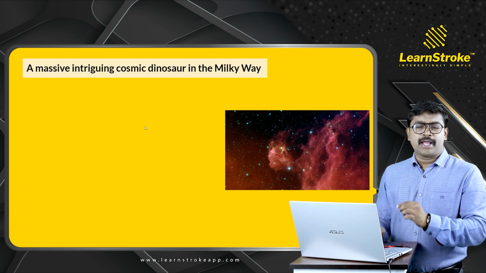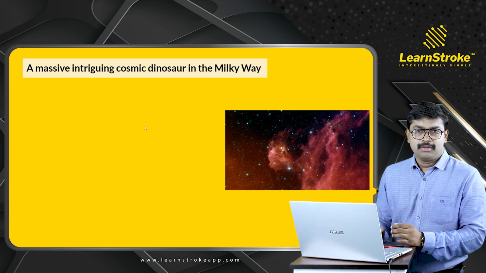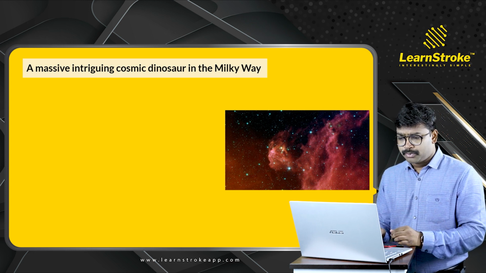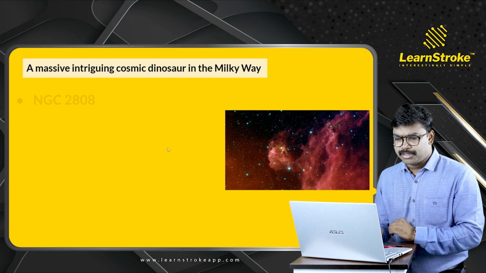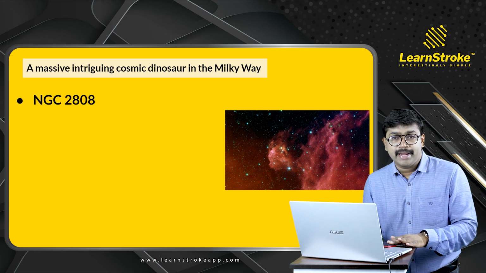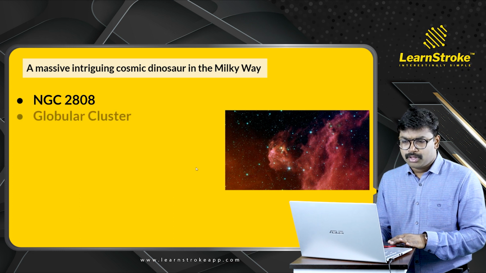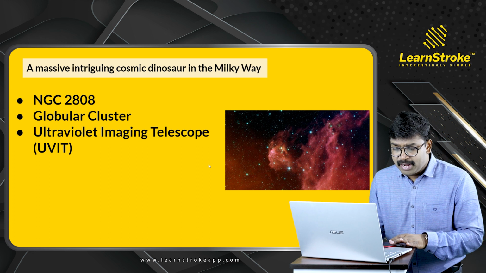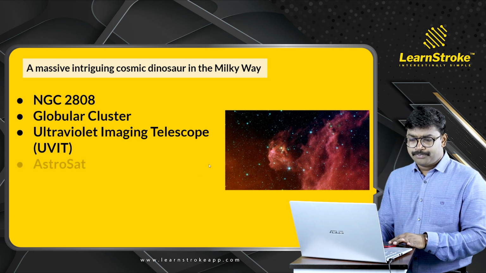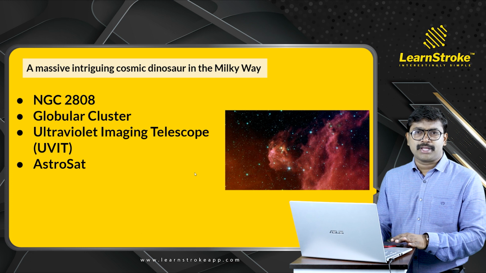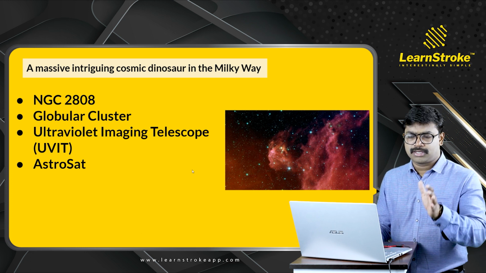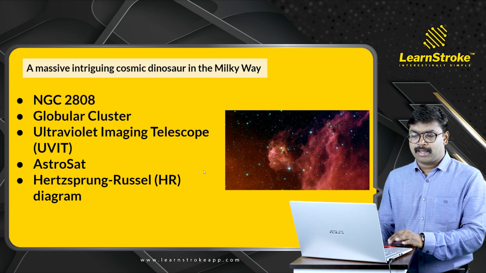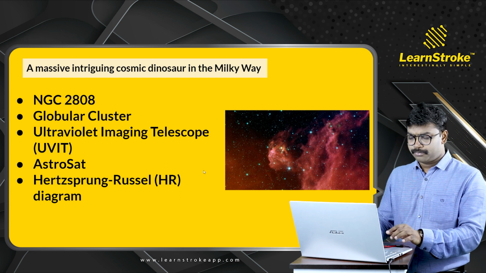What about a cosmic dinosaur in the Milky Way? So we are going to discuss something about the cosmic dinosaur, and as you can see, what are the few things that we have to study in this? NGC 2808, what is this? And what do you mean by a globular cluster? An ultraviolet imaging telescope called UVIT on AstroSat. What is AstroSat? India's first multi-wavelength space observatory, AstroSat, and the Hertzsprung-Russell diagram or the HR diagram.